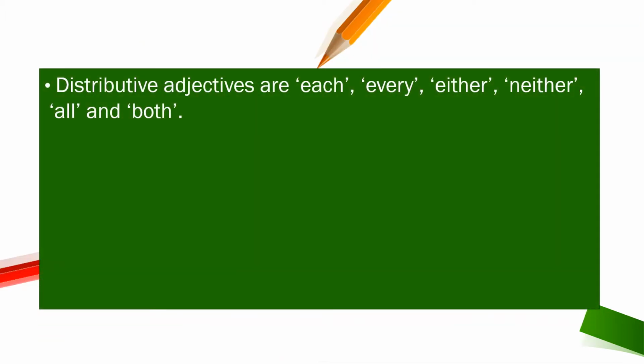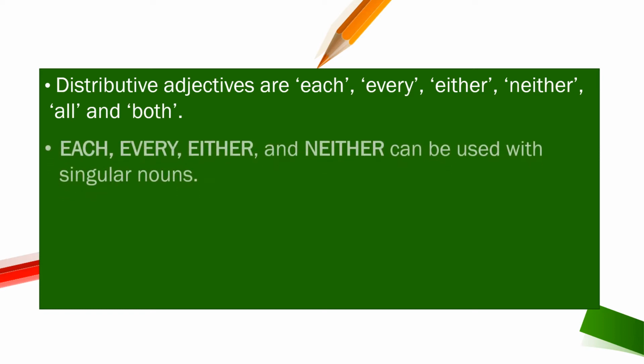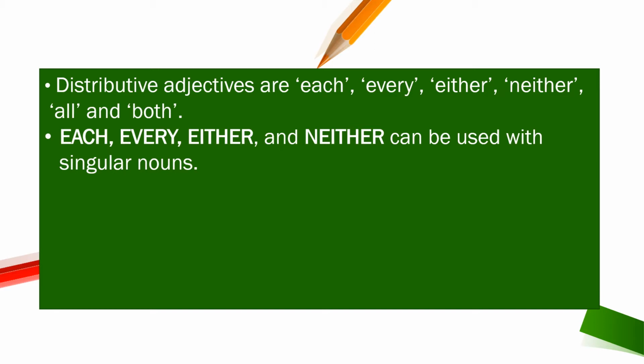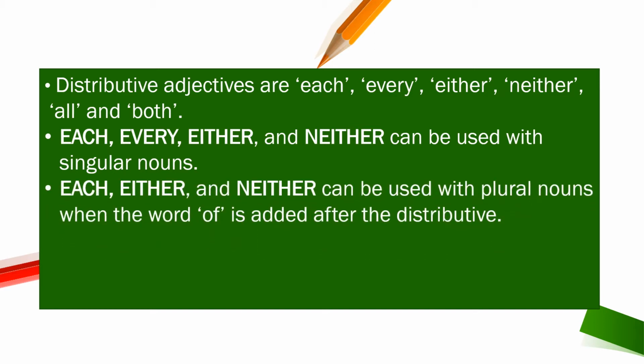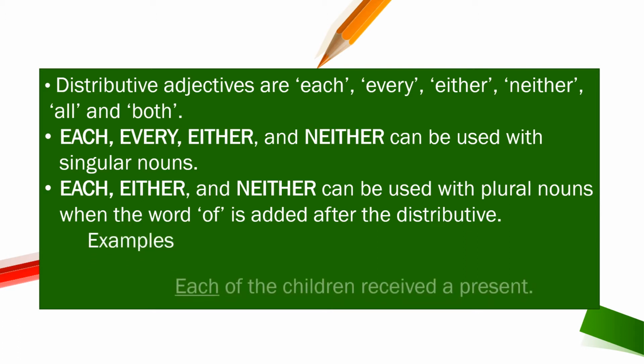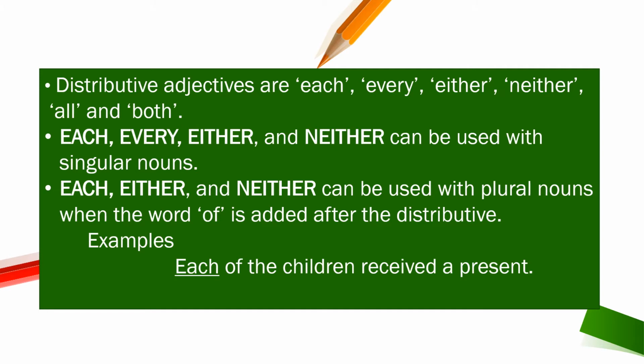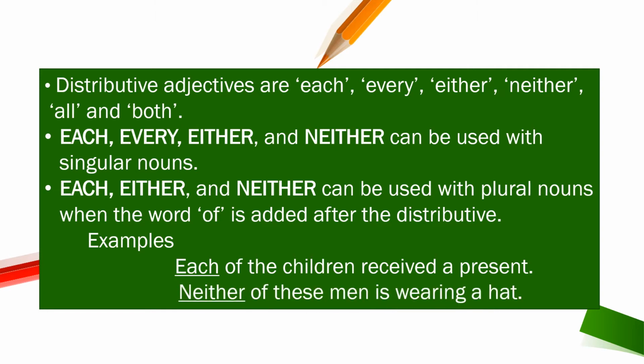Distributive adjectives are each, every, either, neither, all, and both. Each, every, either, and neither can be used with singular nouns, whereas each, either, and neither can be used with plural nouns when the word of is added after the distributive. For example, each of the children received a present. Neither of these men is wearing a hat.